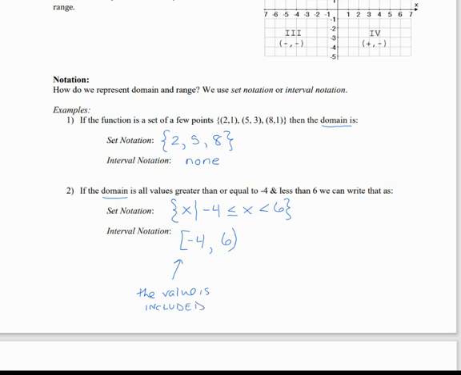However, we use a parenthesis when the value is not included. So less than 6 means that we want to get really close to 6, right? 5.9999999. So we don't want to end at 5, but we aren't going to actually include 6. So the parenthesis means the value is not included.